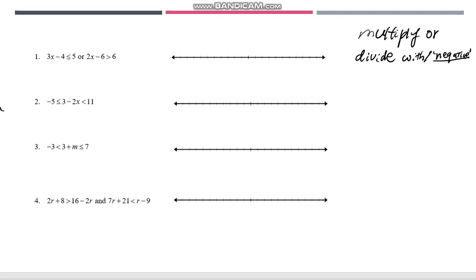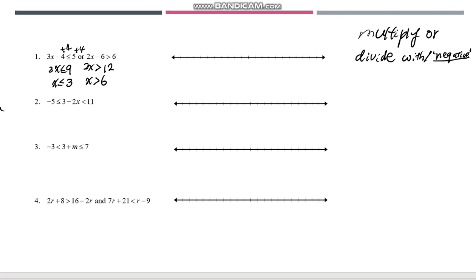So for example, this one, you just move -4 to the other side. What I mean by that is you just added 4 to both sides. Therefore, you have 3x is less than or equal to 9. Then you divide both sides by 3. Therefore, x is less than or equal to 3. Since you didn't multiply or divide anything with negative values, it doesn't change. Now 2x, you add 6 to both sides, then it's 12, and x is greater than 6, right?